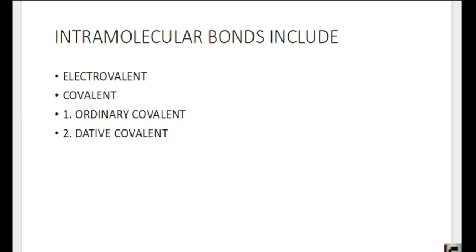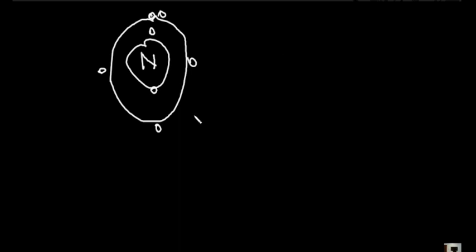Talking about your electrovalent bond, major points to note are that it exists between ions. The second point is that it involves complete transfer of electrons from your metals to your non-metals. In most cases, the metals are the ones transferring electrons. They will lose the electrons and the non-metals accept them.